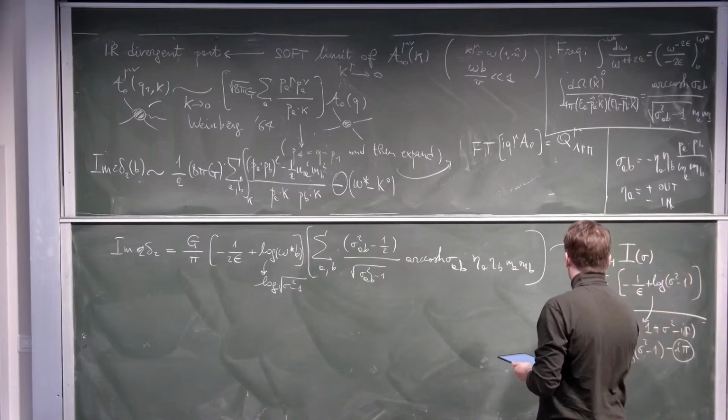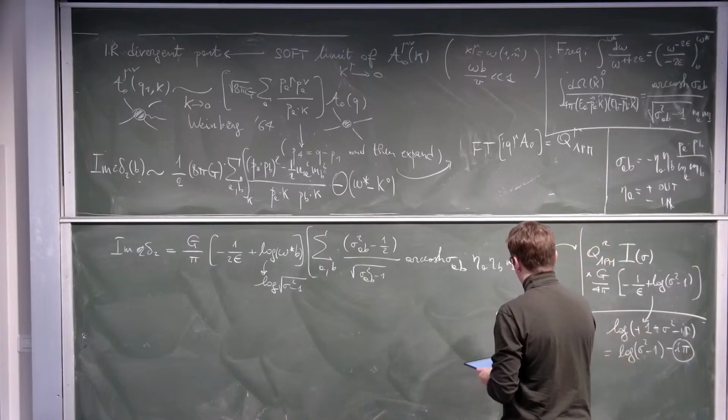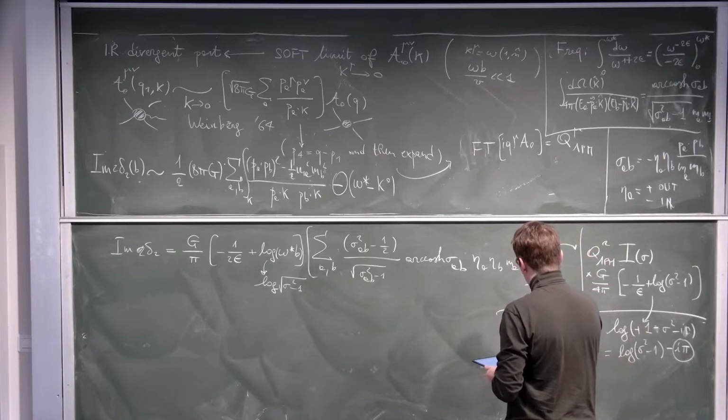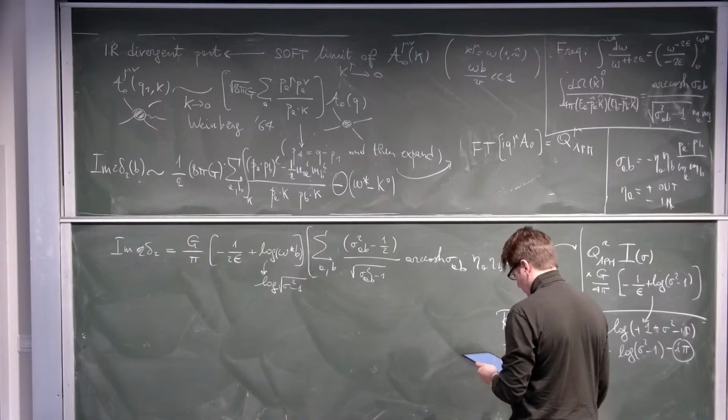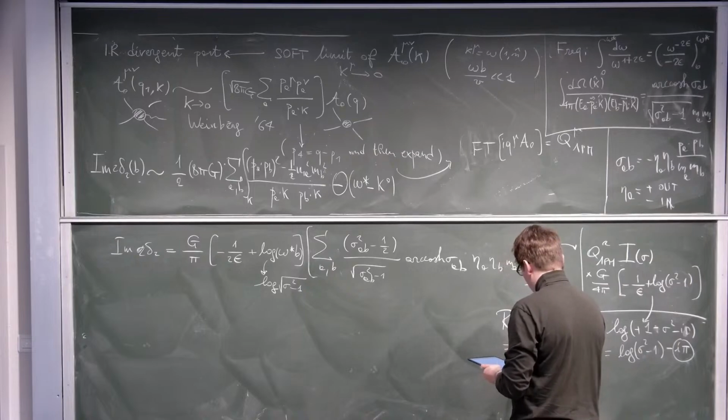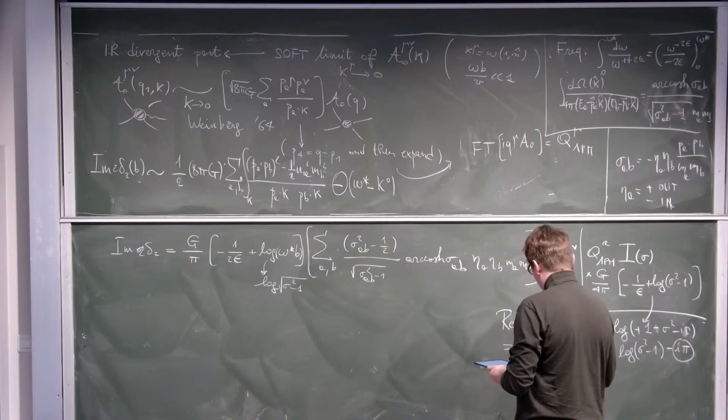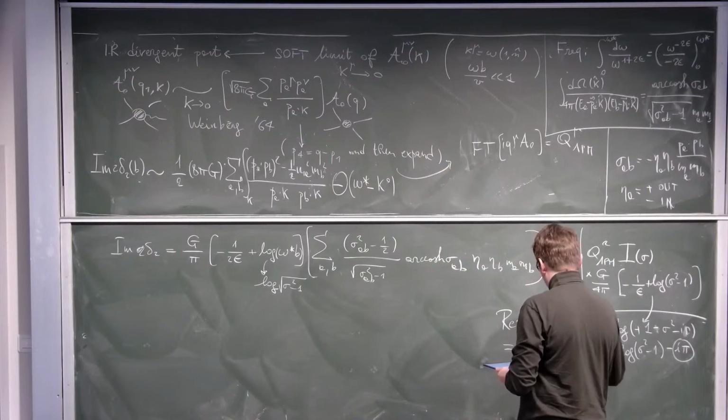So this is precisely the real part of delta 2 from radiation reaction, which is precisely G over 4 times q1pm squared times this calligraphic I.